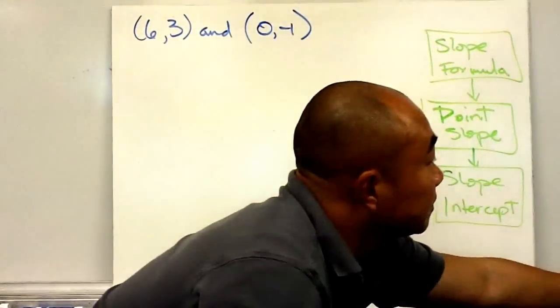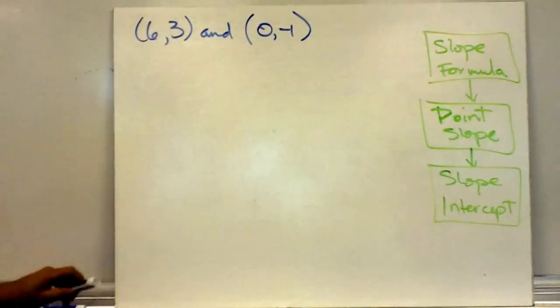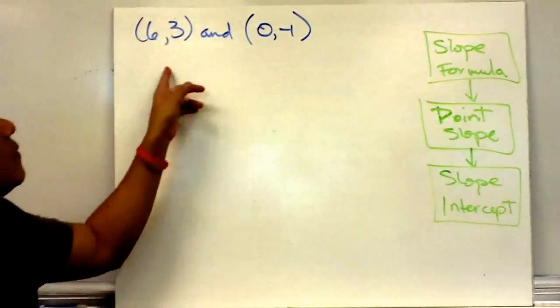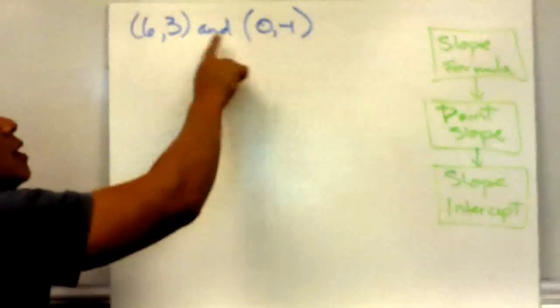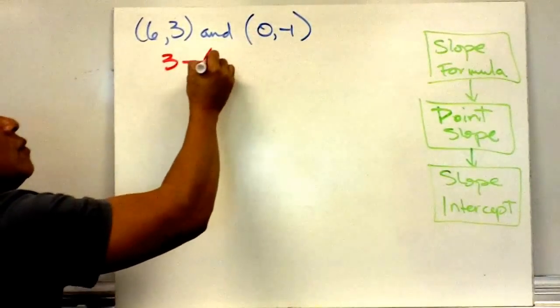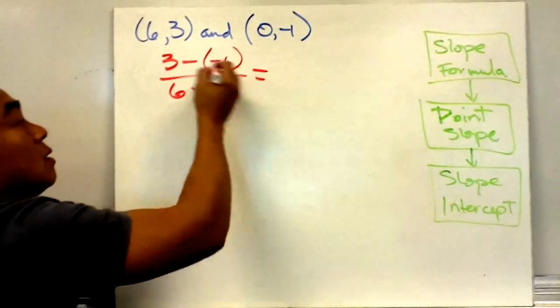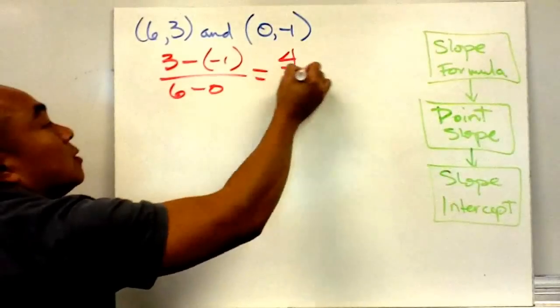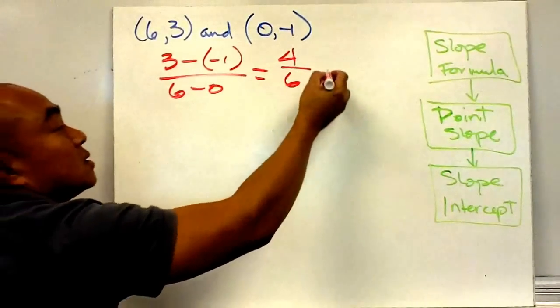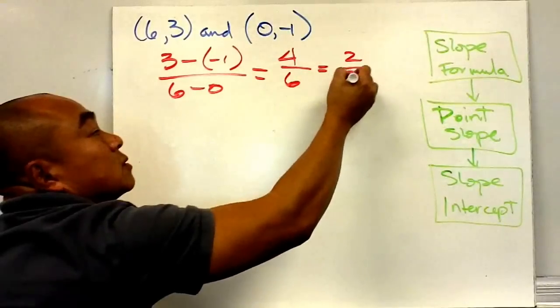Alright, let's try another one. Okay, so here we have another 2 points, and let's do that again. So first off, let's go ahead and find the slope. So we're going to take 3 minus a negative 1 over 6 minus 0. So that's going to give us 4 over 6. So our slope, after you simplify here, is going to be 2/3.